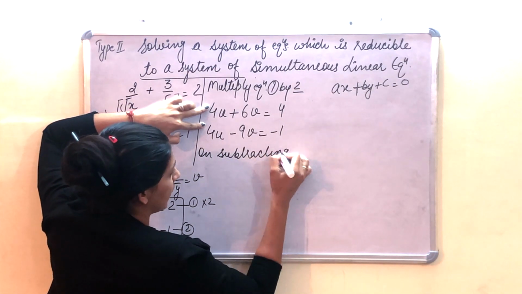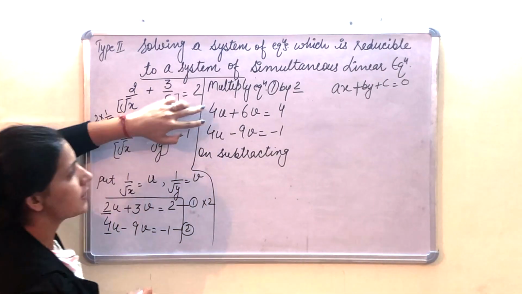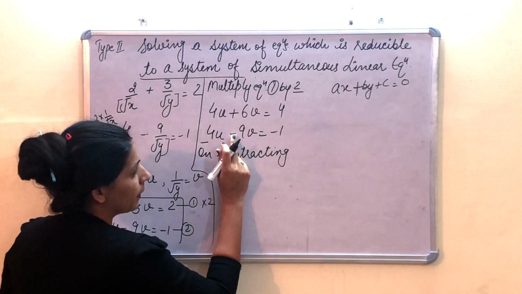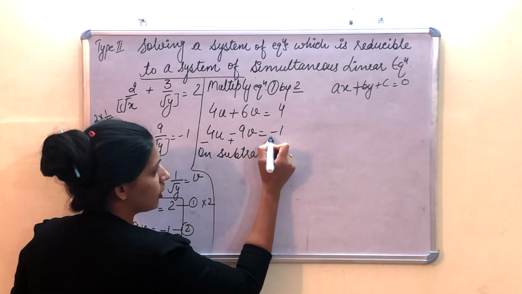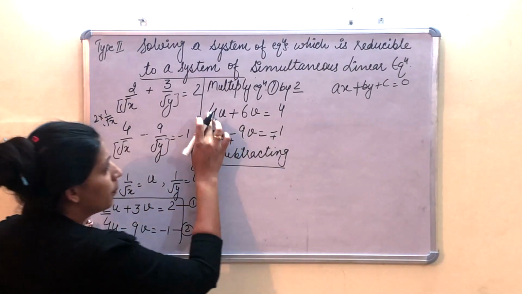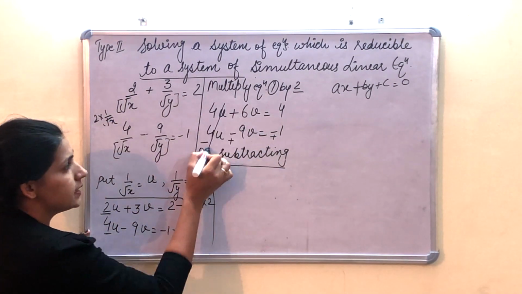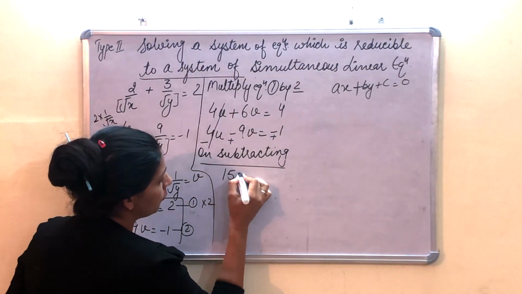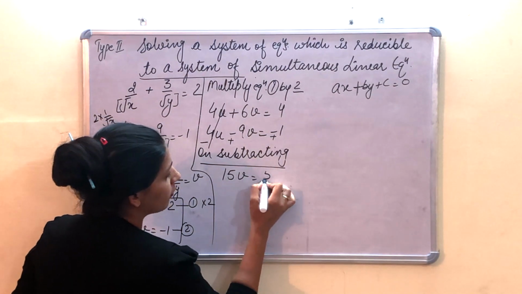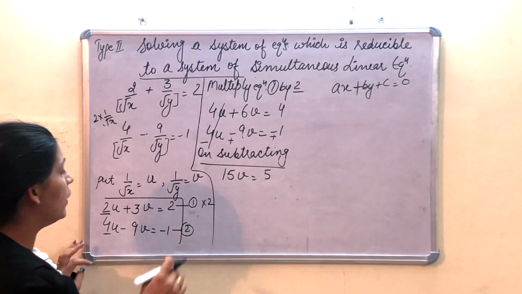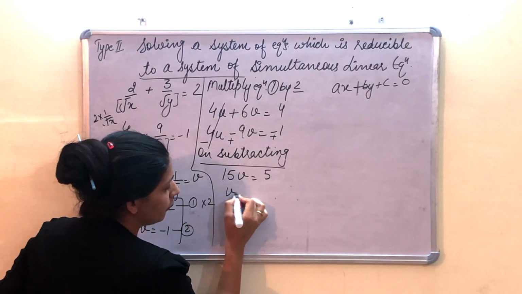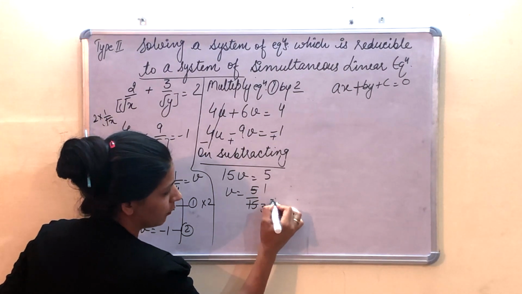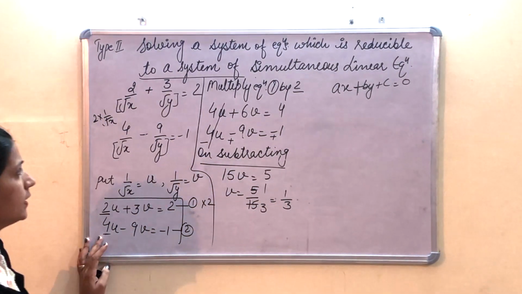when we subtract, we have to change the signs of the second equation. So positive becomes negative, and negative becomes positive. So 4u and minus 4u cancel each other. It is 9 plus 6, 15v, and 4 plus 1, 5. We have to find the value of v from here. So we shift 15 to the other side. It is 5 by 15. 5 ones are 5, 5 threes are 15. So our value of v is 1 by 3.